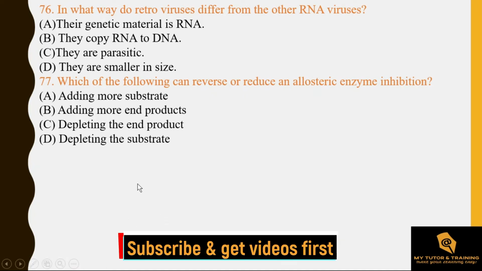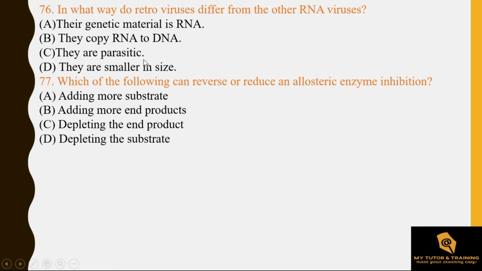Good. Let me turn to question number 76. In what way do retrovirus differ from other RNA virus? A. The genetic material is RNA. B. The copy of RNA to DNA. C. They are parasitic. D. They are small in size.